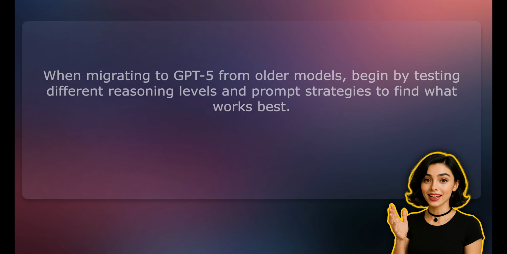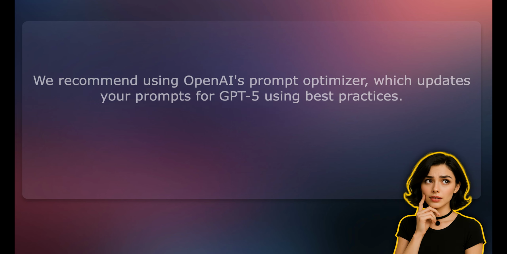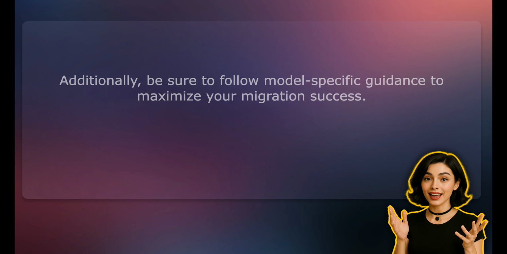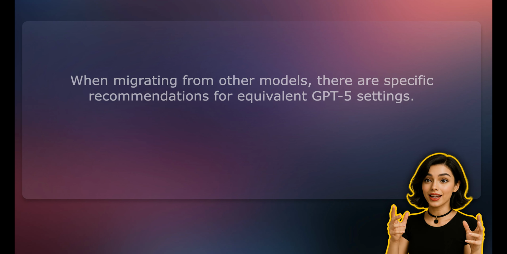When migrating to GPT-5 from older models, begin by testing different reasoning levels and prompt strategies to find what works best. We recommend using OpenAI's Prompt Optimizer, which updates your prompts for GPT-5 using best practices. Additionally, be sure to follow model-specific guidance to maximize your migration success. When migrating from other models, there are specific recommendations for equivalent GPT-5 settings.